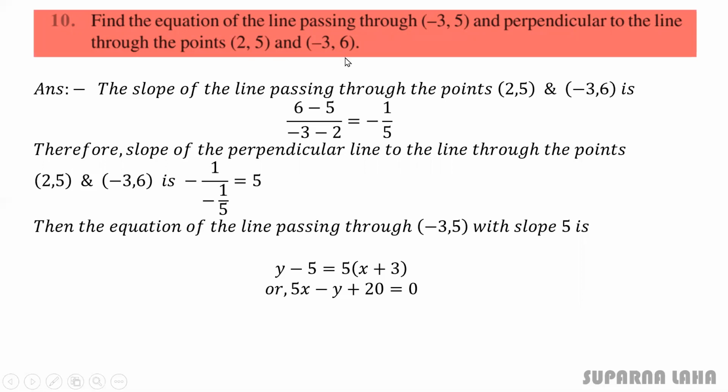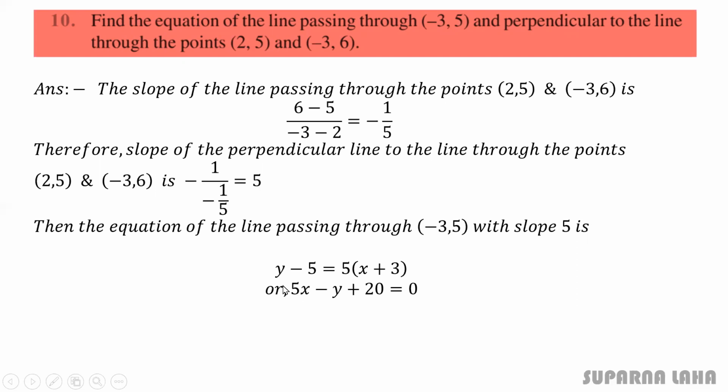So if it is perpendicular, we can find the slope of it. The slope of the line passing through the two points (2, 5) and (-3, 6) is (y2 minus y1) by (x2 minus x1), that is -1/5. Now since it is perpendicular, the slope of the perpendicular line is -1/m, that is 5. Now the slope and one point (-3, 5) are given, and the slope is 5.